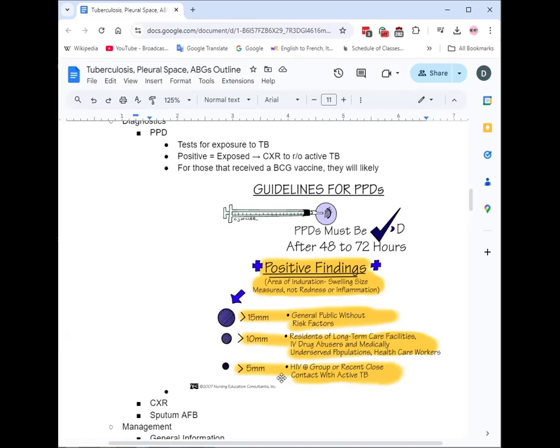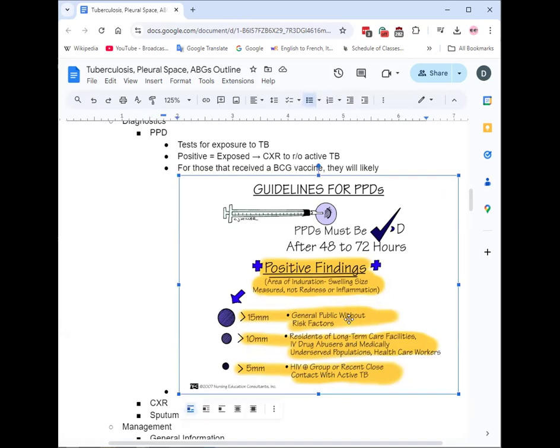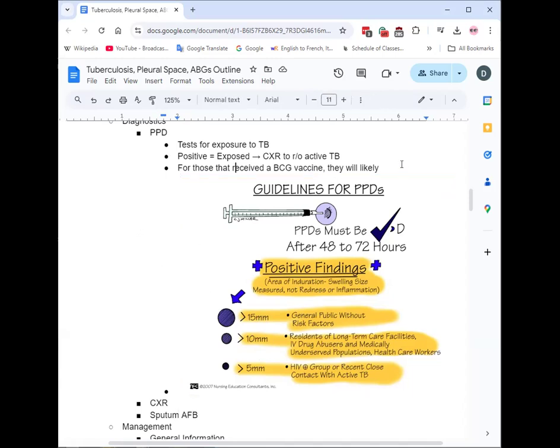And then 5 plus would be for people that are HIV positive or those that have been in recent close contact with active TB. But it's also worth noting that, while it mentions HIV positive here, if somebody has AIDS, they might have TB even with a zero induration because their immune system is so messed up that it doesn't even react. So that's a possibility: someone with AIDS whose PPD shows 0 might still be treated as if they had tuberculosis until you can rule it out with the other test. So yes, I think the difference between these is good to know.